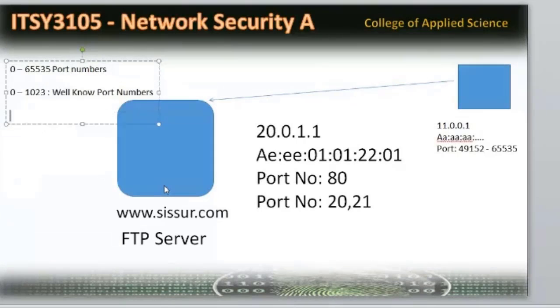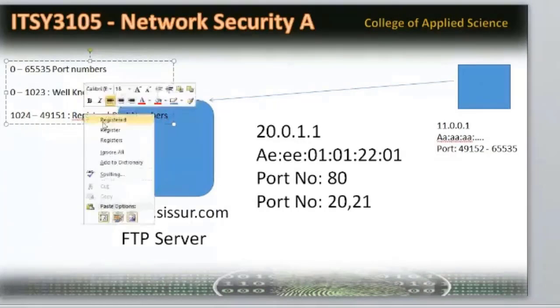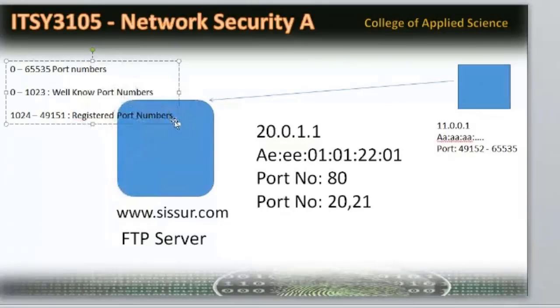Then the next range, from 1024 to 49151, is called registered port numbers. These port numbers are registered by some organizations. They are already registered by some people, so we cannot use them.